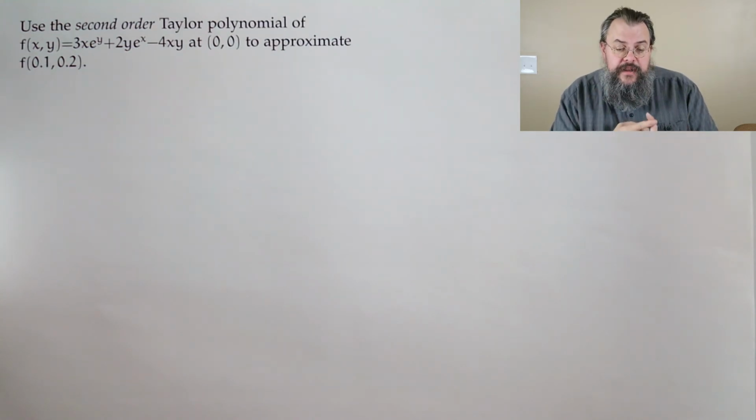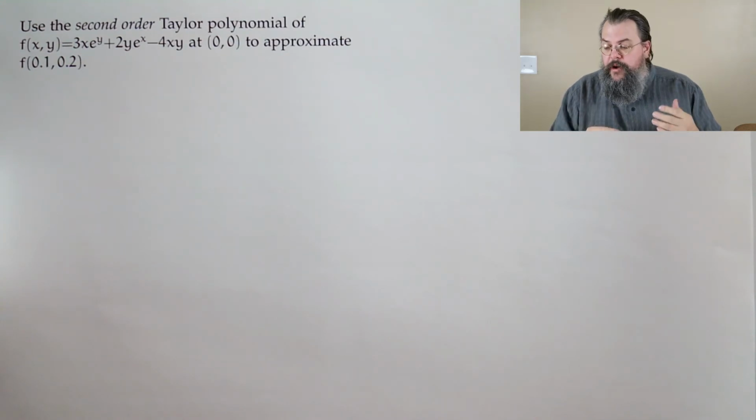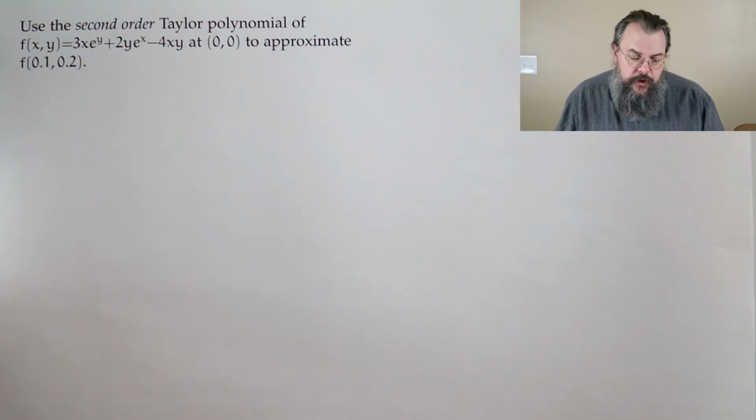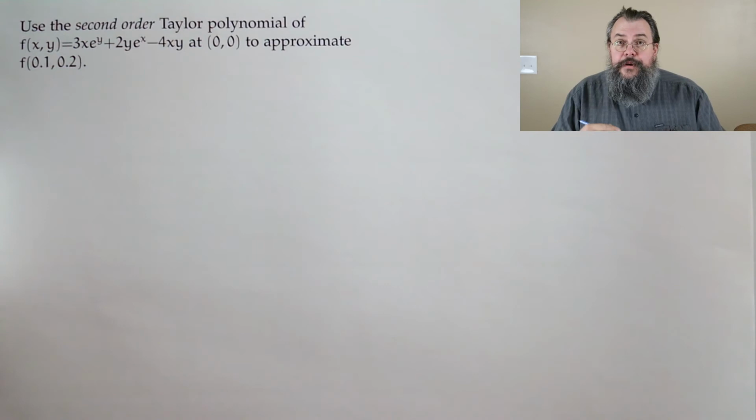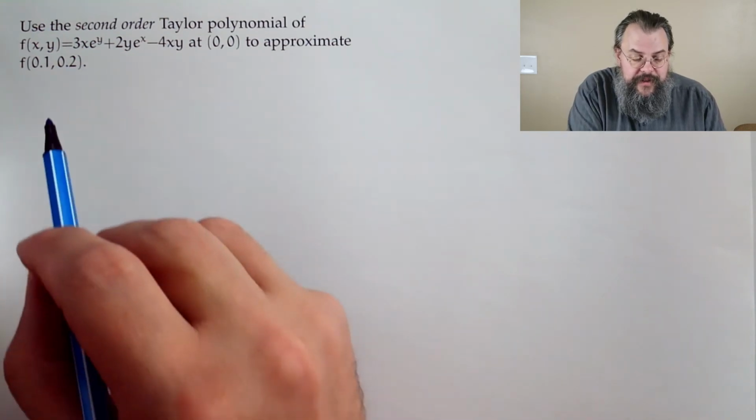We're going to find the second-order Taylor polynomial, and then we're going to plug in the point. Okay, so actually it's not so crazy. We just have to work the process. And by now we've done it a couple times, so hopefully we're getting pretty good at the process.